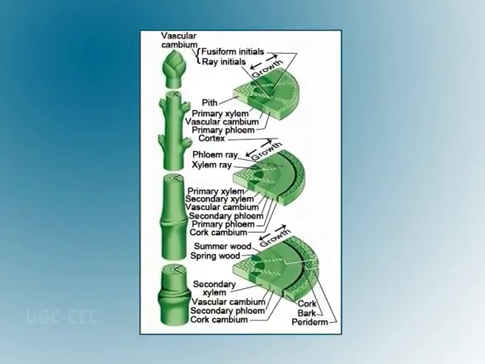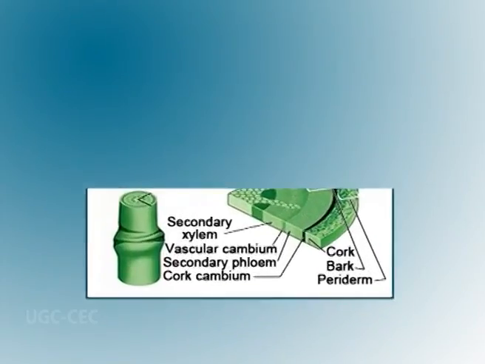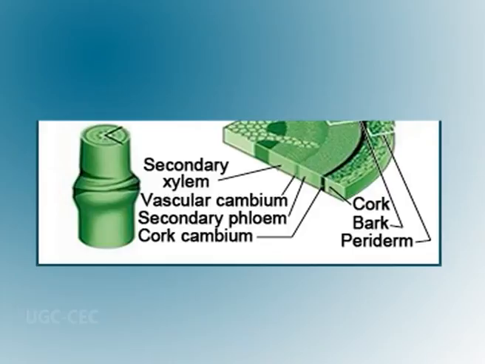In most of the dicot angiosperms and gymnosperms, the cambial cylinder develops between the primary xylem and primary phloem, which later produces the secondary xylem centripetally and secondary phloem centrifugally.